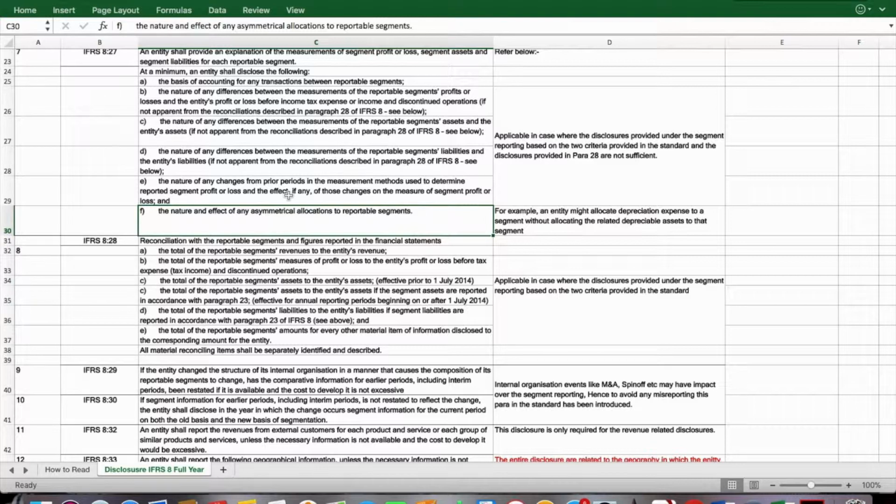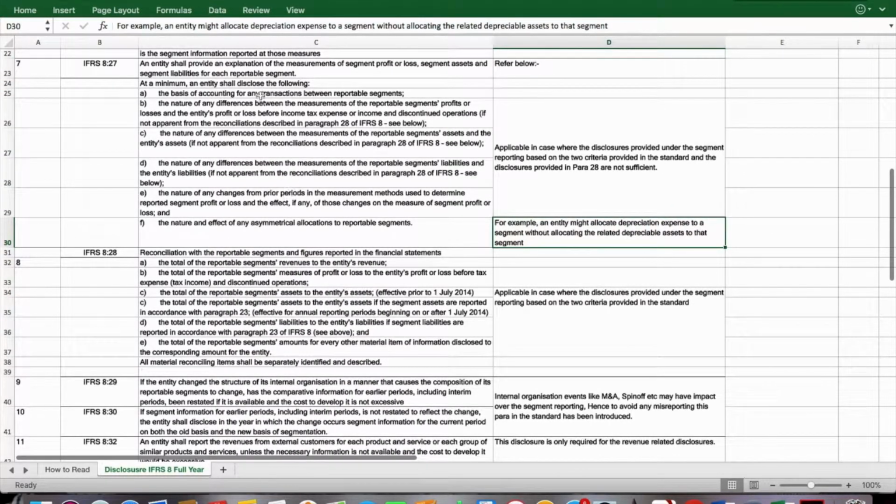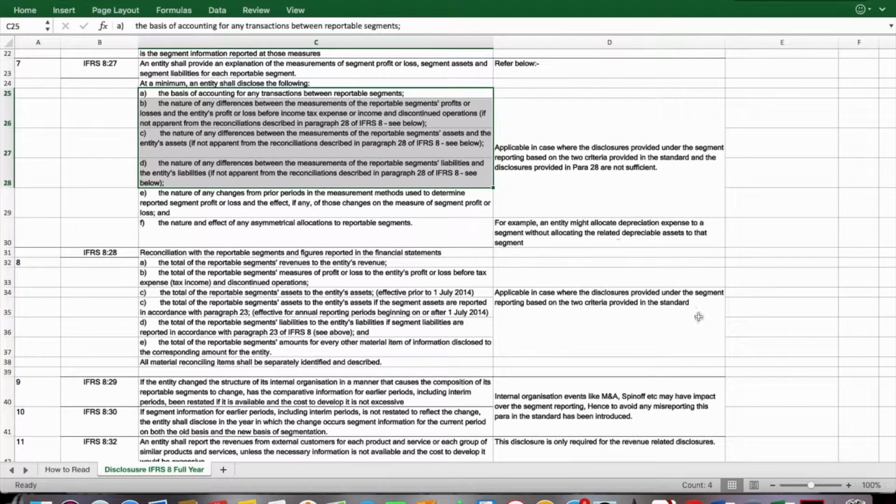So I've just noted an example here. An entity might allocate a depreciation expense to a segment without allocating the depreciable asset to the segment. This can be one of the examples I can explain right now, that is, if there is any allocation difference between the reportable segments of a particular item, which is not symmetrical. So these points we will talk about, and we will see how the disclosure is done.